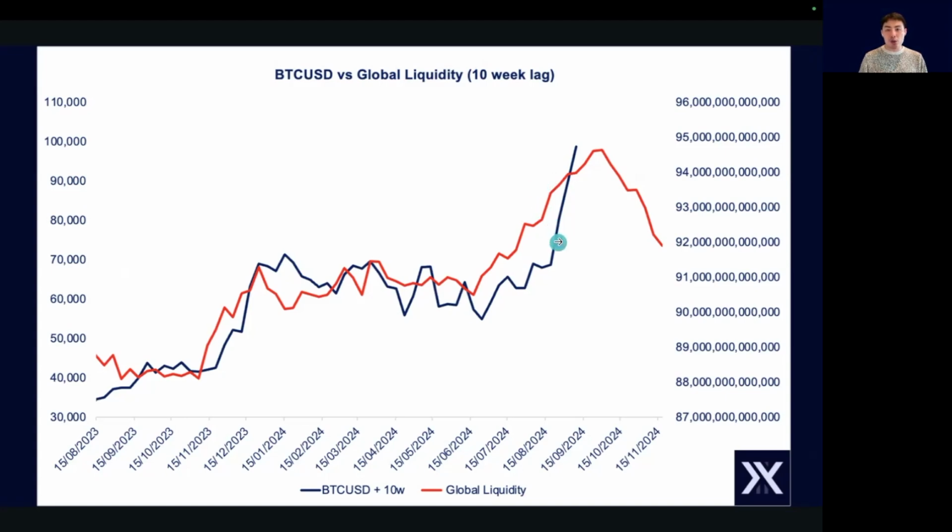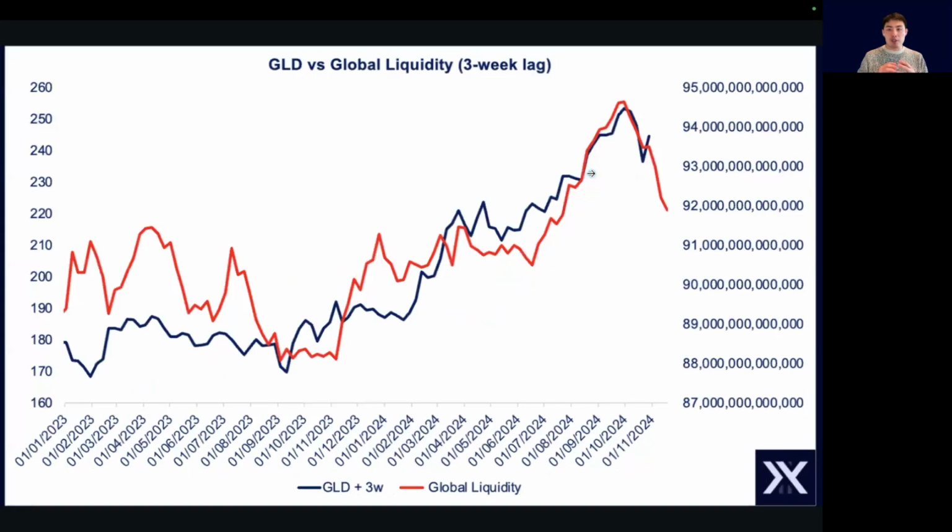So as we're approaching the end of this rise, I think we have about 2 more weeks. I do expect Bitcoin to start retreating, which we've seen actually in gold and silver, which I'm going to talk about right now. So in terms of gold, which I'm using GLD as approximation, the lag is smaller. From what I've seen, the lag is about 3 weeks instead of 10.